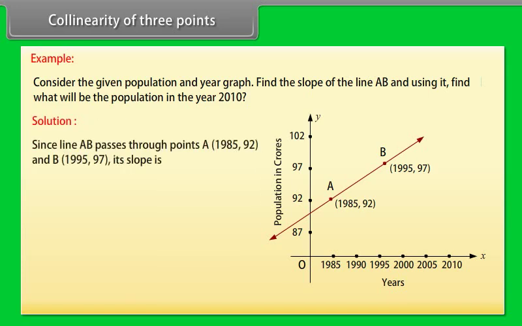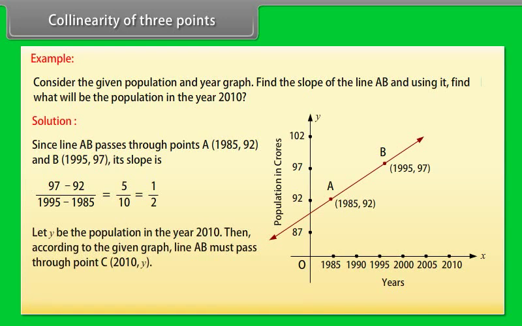Solution. Since line AB passes through points A(1985, 92) and B(1995, 97), its slope is (97 - 92)/(1995 - 1985) = 5/10 = 1/2. Let Y be the population in the year 2010. Then according to the given graph, line AB must pass through point C(2010, Y). Therefore, the slope of AB is equal to the slope of BC.